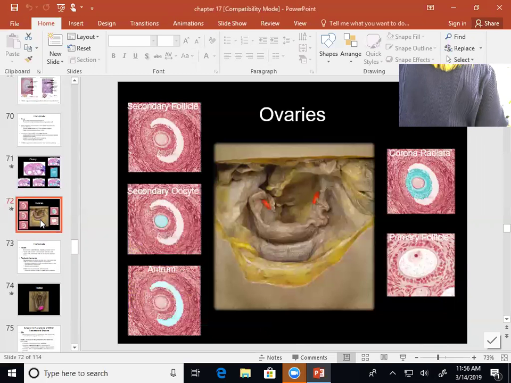What do you all call a fluid-filled sac? This is why when the radiology techs do these ultrasounds and tell a woman that she has an ovarian cyst, guess what? We all have ovarian cysts, one a month. You know, we do.